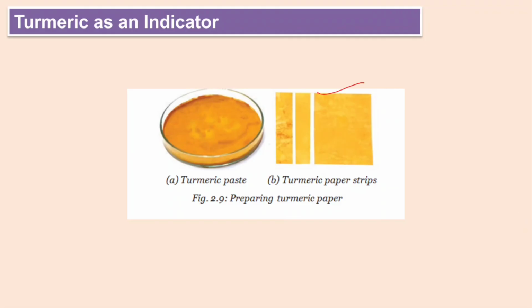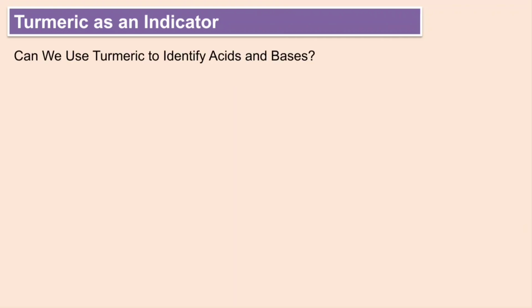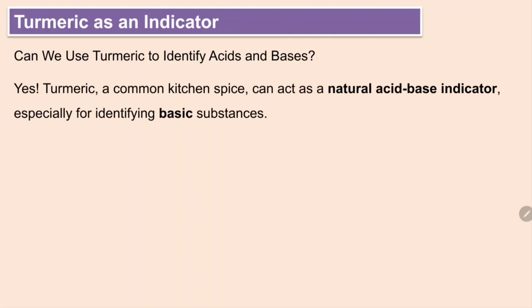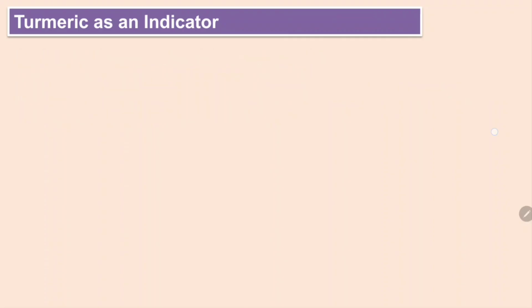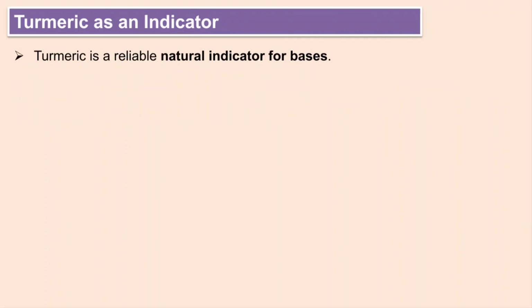And now again we are going to test the samples here, and check whether turmeric can act as an indicator or not. So can we use turmeric to identify acids and bases? We can use turmeric only to identify bases. Yes, but only bases. Common kitchen spices can act as acid base indicators, especially to identify basic substances only. You cannot identify acid and neutral here, in the case of turmeric when you are using it as an indicator.